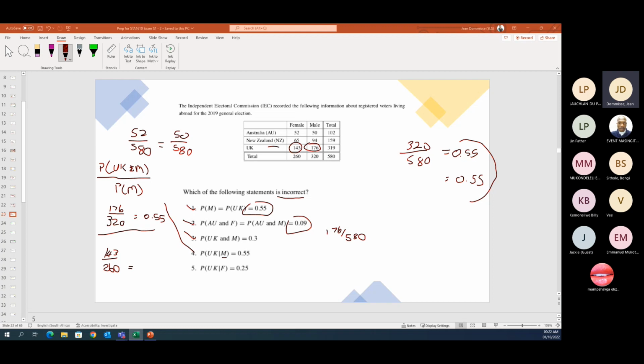143 divided by 260. Also 0.55. Okay, yeah, that is fascinating. So that is the incorrect one. It should also be 0.55. That's just weird, but okay, I'm not going to complain or say anything. But that is then the incorrect one, because it should have been 0.55.